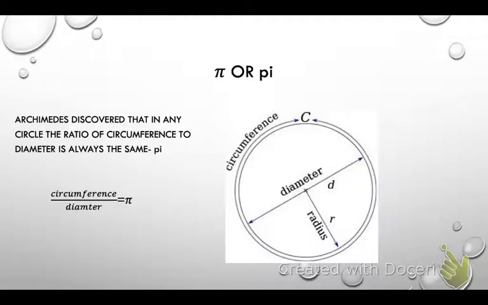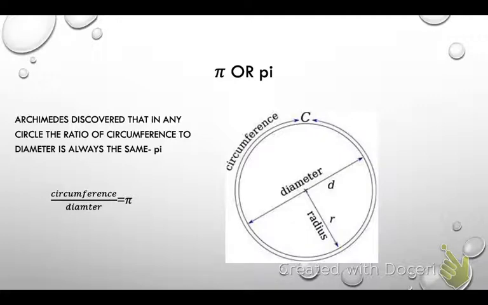Okay, so when we're talking about things with circles, we need to know what pi is. So you can use the symbol for pi, or you can write pi for pi. It's not P-I-E. It's a little different.